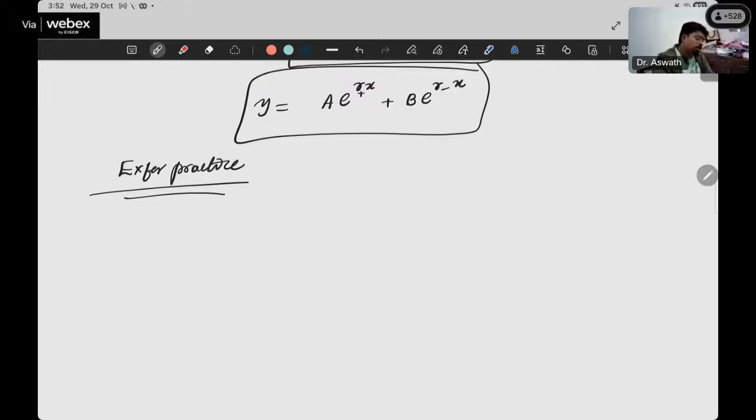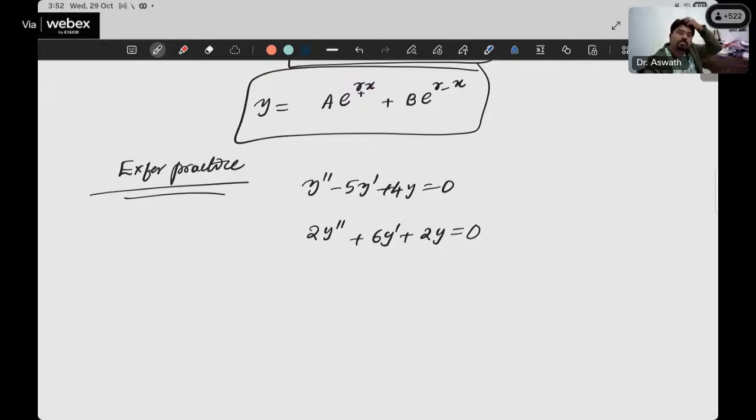From the notes, I can give you one differential equation: y double dash minus 5y prime plus 4y is equal to 0. Another equation is 2y double dash plus 6y dash plus 2y is equal to 0. So you can try finding the solutions of these, using whatever practice we did so far. Okay, right.